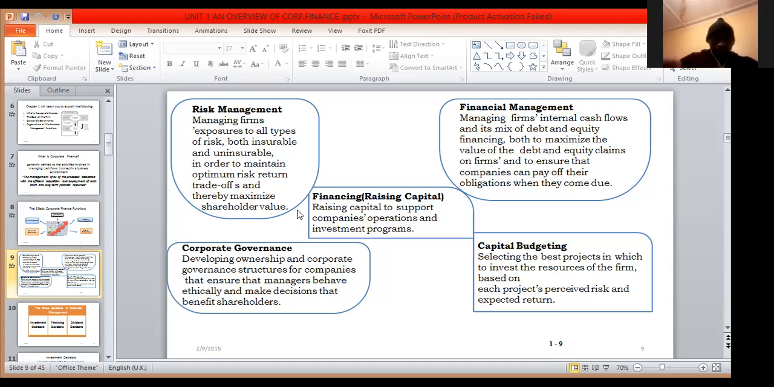The next function is about financial management. In financial management, you are trying to manage the firm's internal cash flow and its mix of debt and equity. You must be able to know how you are going to mix your money. Debt represents the money that we borrow, and equity represents our own money. So when we mix, that could be the type of capital that we have.